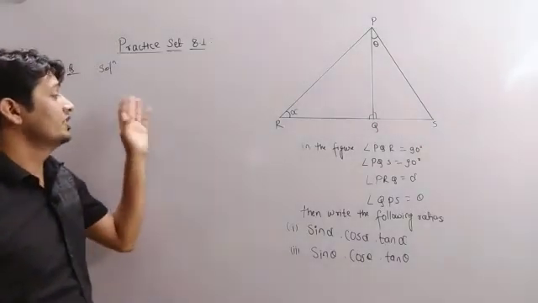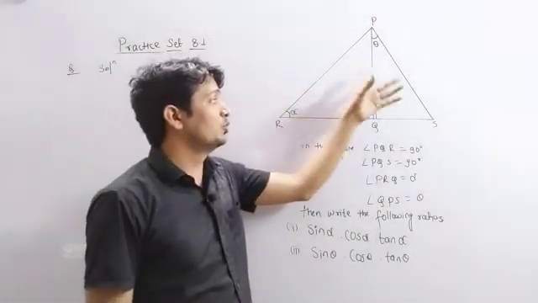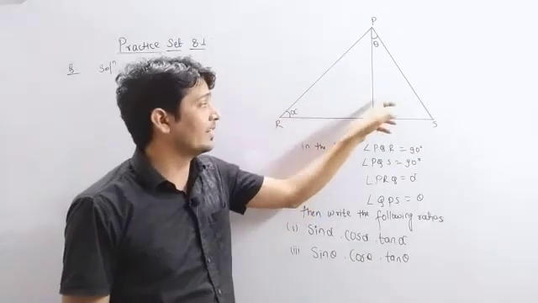So the question says it has two triangles. In a figure we have two triangles.